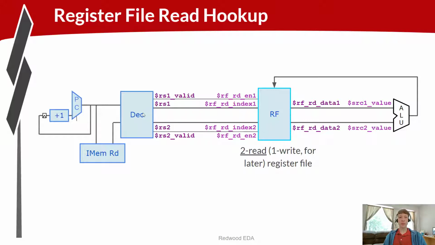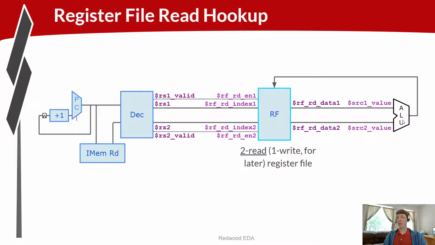Those are controlled by the decoder outputs that you just provided, the RS1 and RS2 index, and the valids for those, indicating that this instruction does indeed need to read those from the register file. So the RS1 valid and RS2 valid are hooked up to the enables for the register file read. The register file output, again generically named as register file read data 1 and 2, provides the source 1 and 2 values that are hooked up to the arithmetic logic unit.